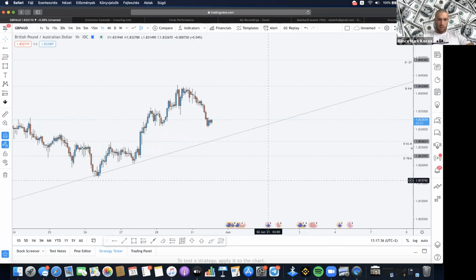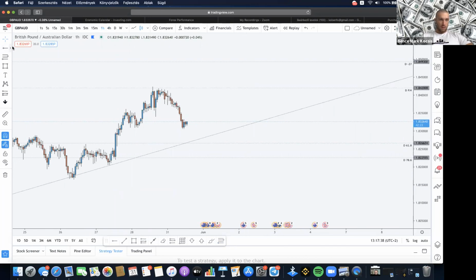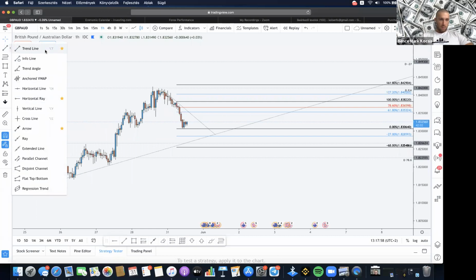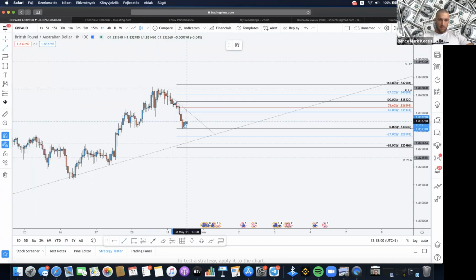Let's have a look at the H1. On the H1 we can do a counter trend line from high to low, and basically you can see down, up, down, up. So probably it will create the next lower high level, and what we can expect now is a pullback to the 61.80 to the 78.60, and after that the final move to the downside.